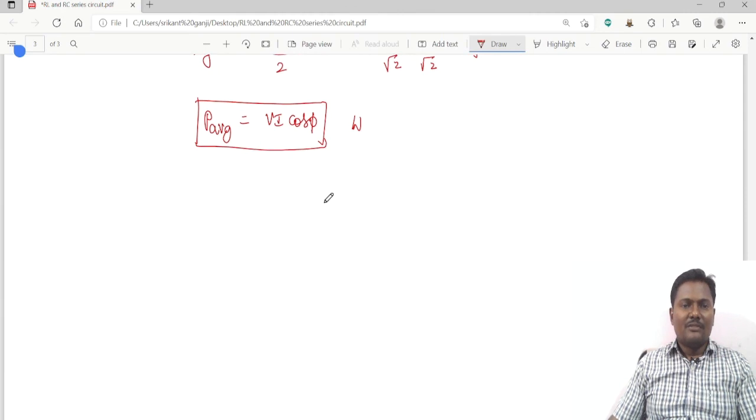The average power formula is very important, and it is repeated many times. The average power proof: average power is equal to VI cos phi. So derive the average power for the RL series circuit. These types of questions will be asked. Now the average power is finally VI cos phi.